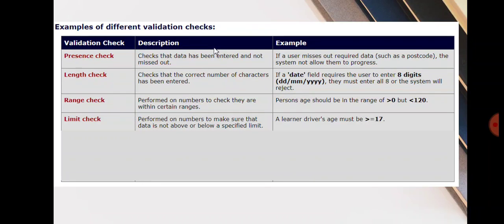Next is limit check. It will perform a check to make sure that data is not above or below a specific limit. A learner driver's age must be greater than or equal to 70. Or you may say sometimes you don't want to allow children below 12 years of age to access your website or your email ID. That becomes your limit check.